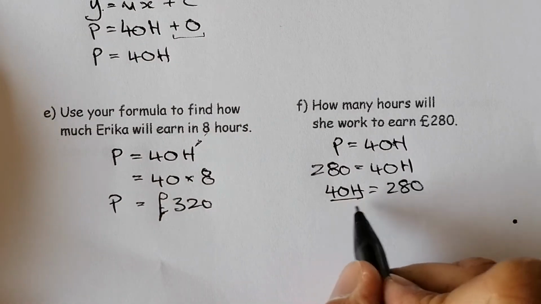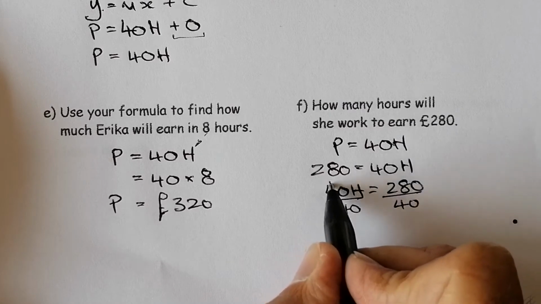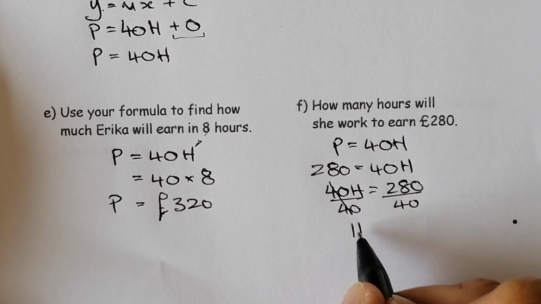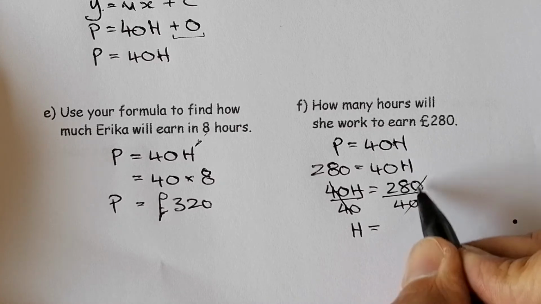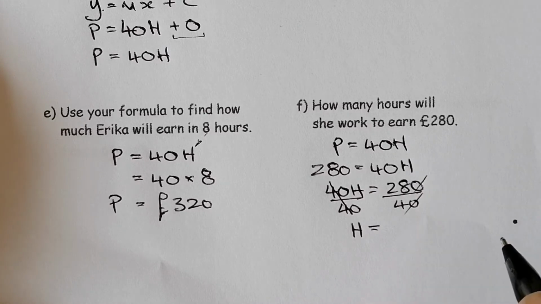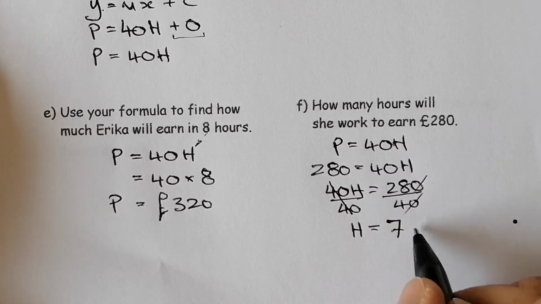So I'll divide this side by 40, and I'll divide that side by 40. The reason why I'm doing that is eliminating the 40 that's there. So H is equal to, cancel that out, that'll be dividing by 10 top and bottom, 4 into 28 is going to give me 7, and that will be 7 hours.